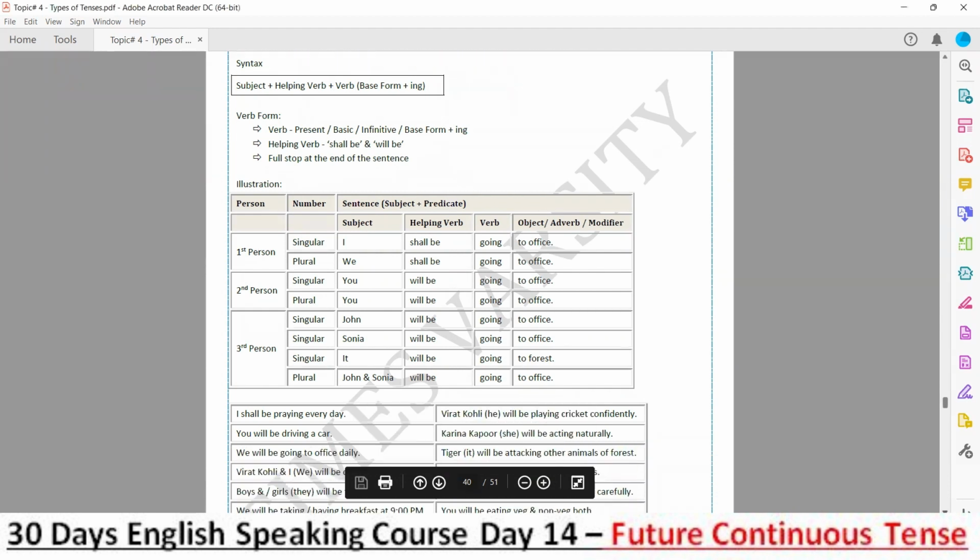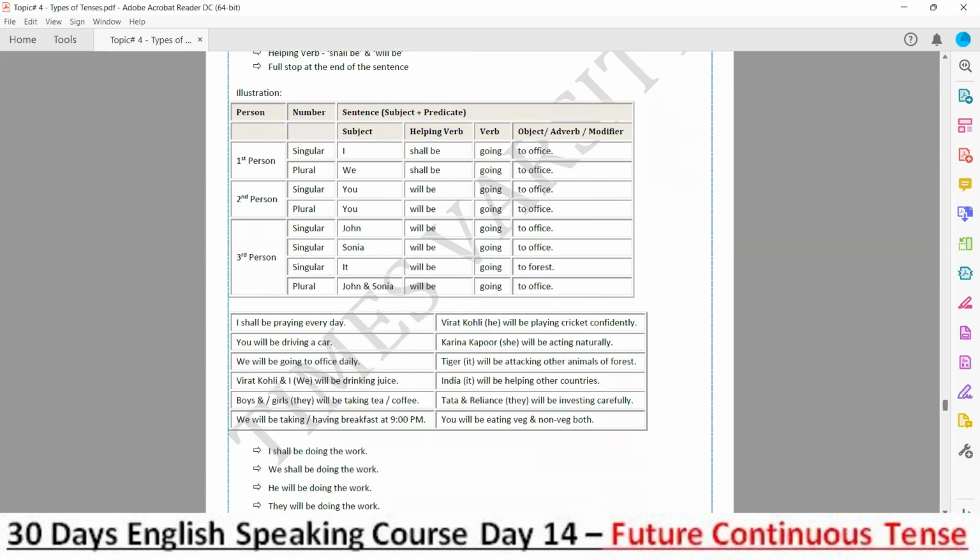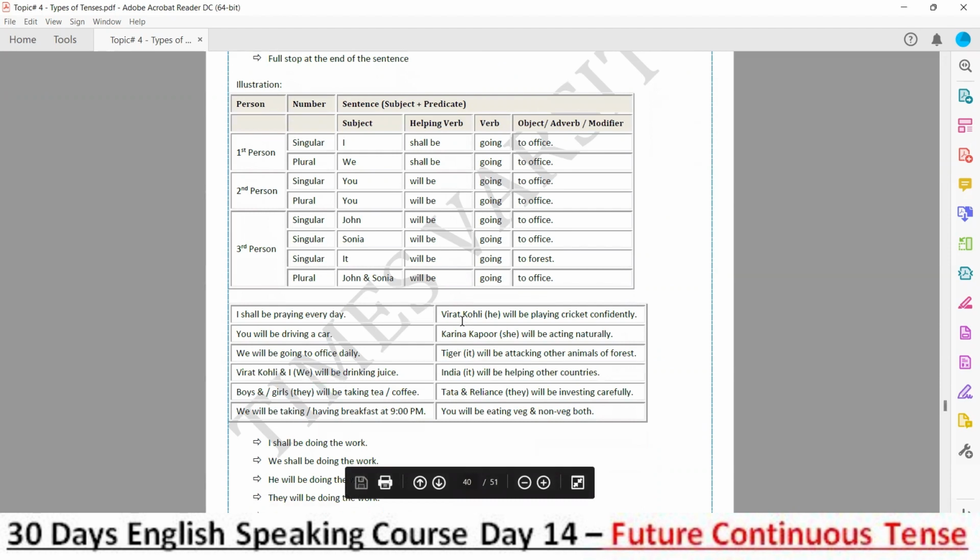So some of the examples, like if we talk about maybe the next match, which is in future, and if you would like to express it in continuous, then like, Virat Kohli will be playing cricket confidently. Yes, would anyone like to read and translate?